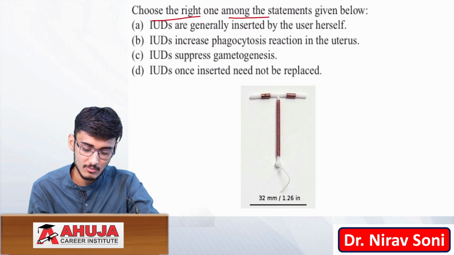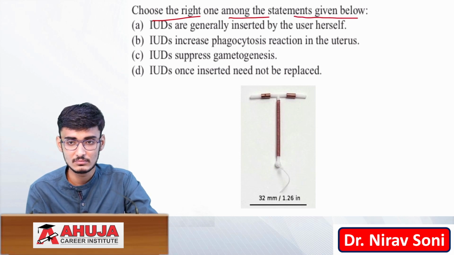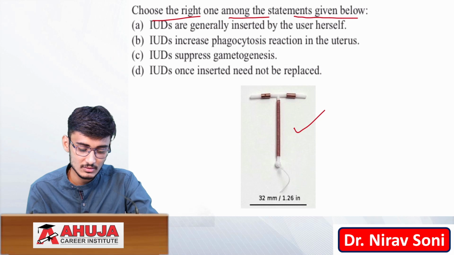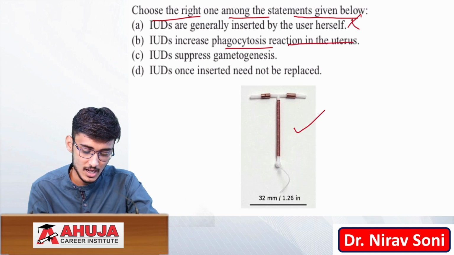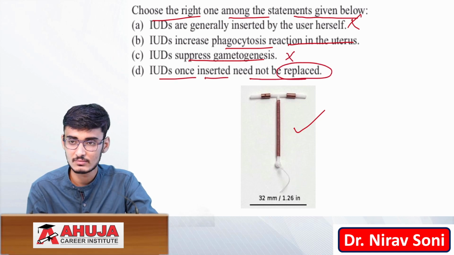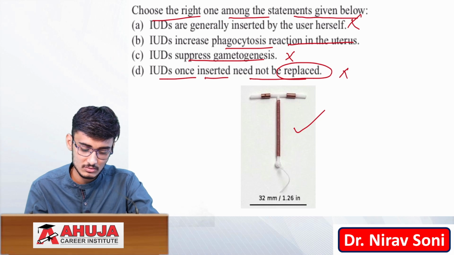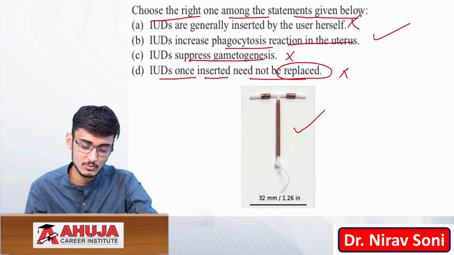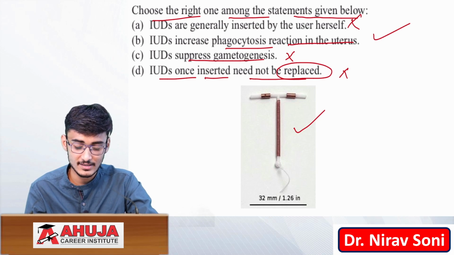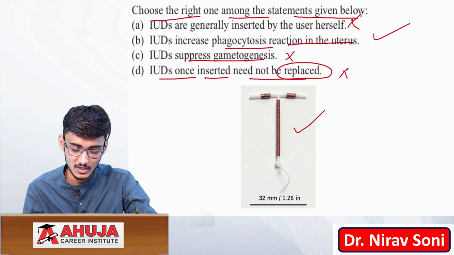Choose the right one among the statements given below. This is called the IUD technique. IUDs are generally inserted by the user herself. Wrong. IUDs increase the phagocytosis reaction in the uterus. IUDs separate gametogenesis. IUDs once inserted need not be replaced. Option B should be right over here. The IUDs increase the phagocytosis process and kill the sperms in the uterus, providing a highly acidic environment, releasing copper.